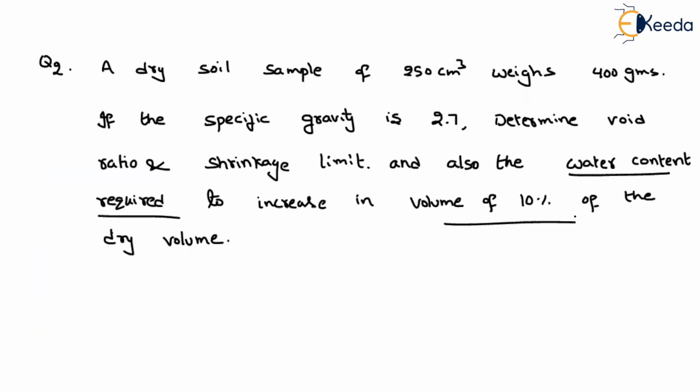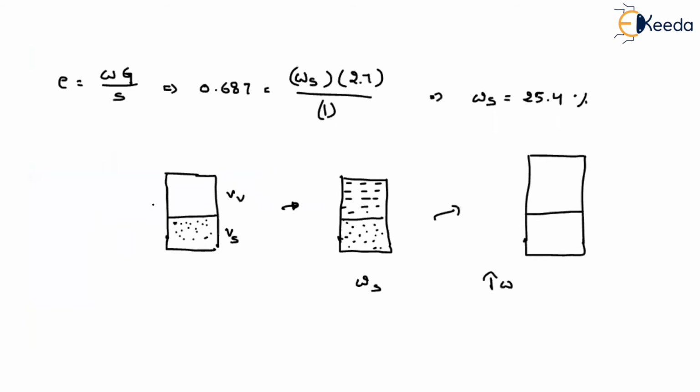Once you add water beyond the shrinkage limit, only then will the volume of the soil increase. So from this condition we can understand that our liquid limit is beyond the shrinkage limit. How much volume is increased? 10%, isn't it? Initially, the total volume is observed to be 250 cc. If I increase it by 10%, what is 10% of this amount? 25 cc. So if 10% is increased, what is the total volume?